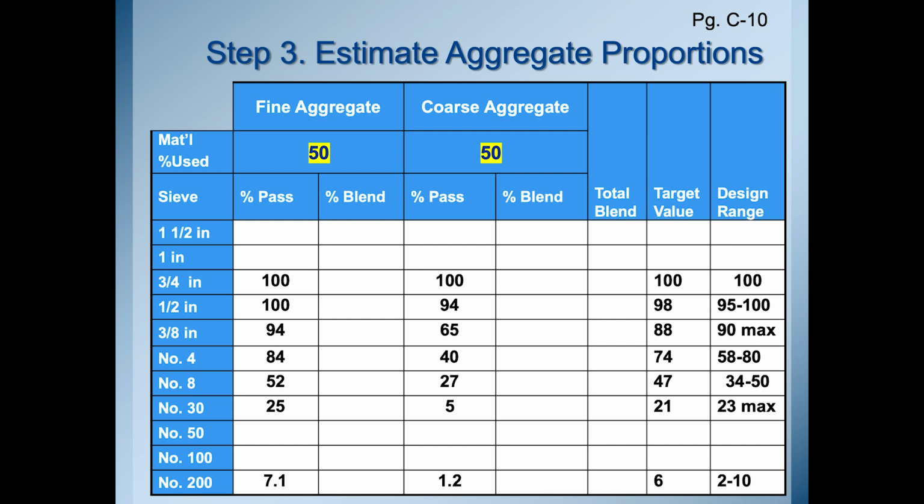So we have 50% of our blend is going to be fine aggregate, and 50% of our blend is going to be the coarse aggregate. So now we're going to go through and produce the percent blend column for each one of those aggregates based on that 50-50 split of those two aggregates.